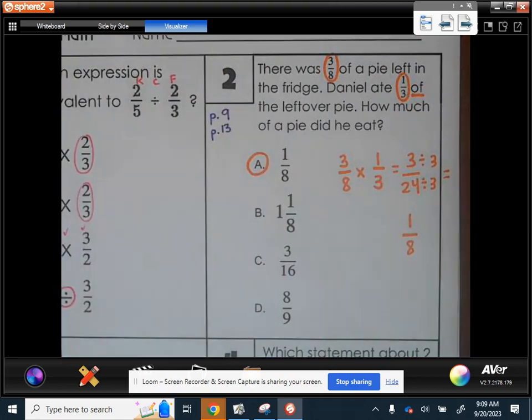If you were to divide, you're going to get a bigger answer. I think it's actually answer choice B is what it would come out to here, if I'm remembering correctly. And that doesn't make sense that he would eat a whole pie and another eighth of a pie because there wasn't even that much to begin with. So make sure that even if you mess up with your operation, that you're looking to see if your answer makes sense. If it doesn't, there's a good chance you chose the wrong operation.